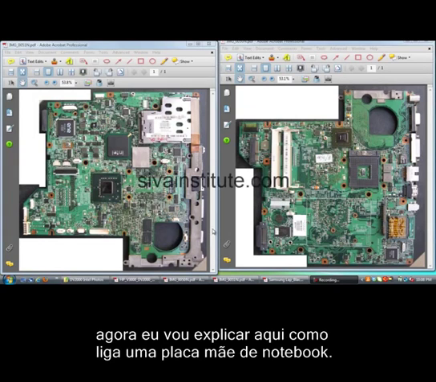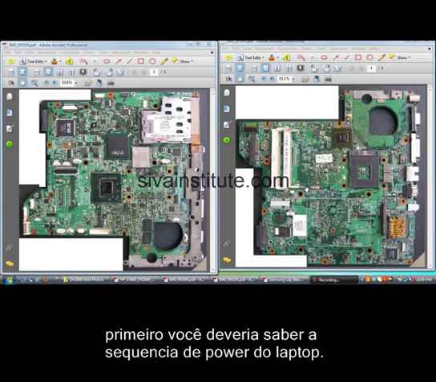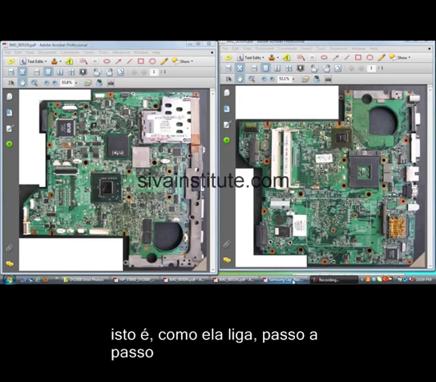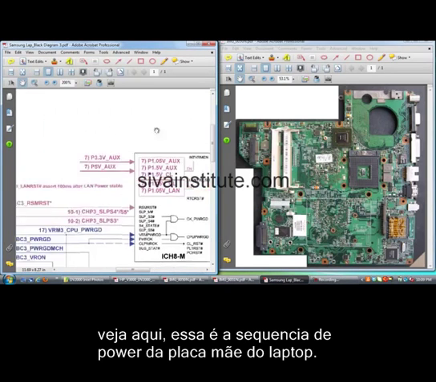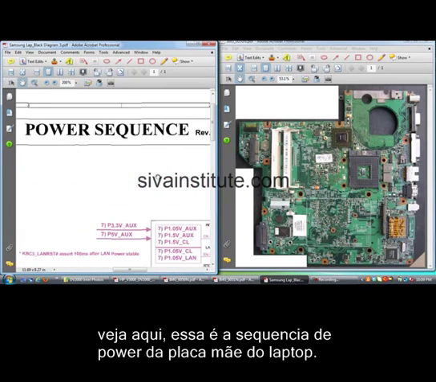Now I will explain here how to start a laptop motherboard. First you should know the laptop power sequence, that means how to start step by step. See here, this is the power sequence of a laptop motherboard.